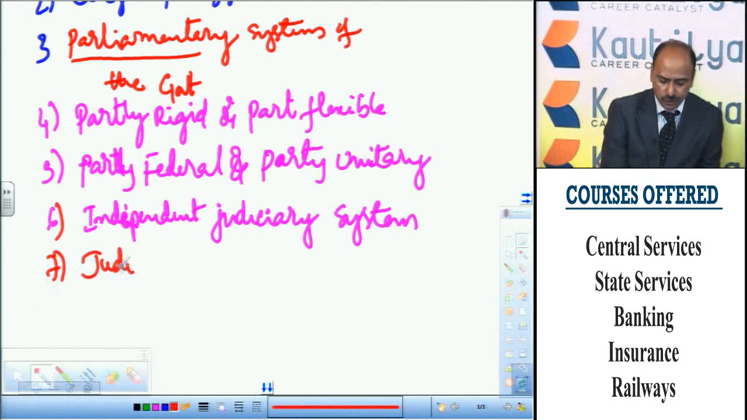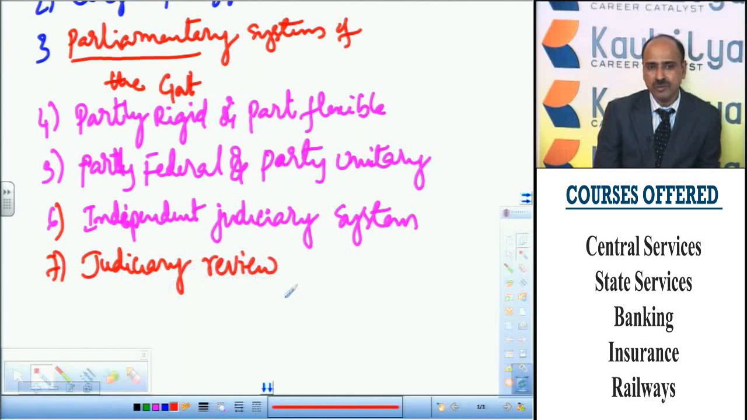Next, judicial review. This American concept we borrowed and mentioned in our constitution. The Supreme Court and High Court both have judicial review power. If a judgment was given by the Supreme Court and a person is not satisfied, that person can again file a review petition. The best example is the Yaqub Memon case.